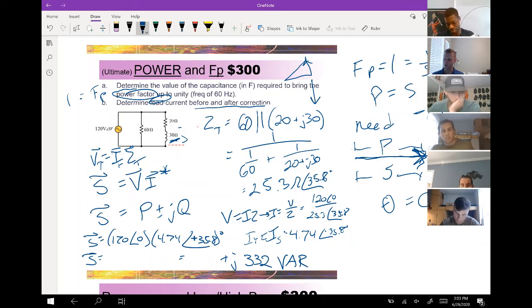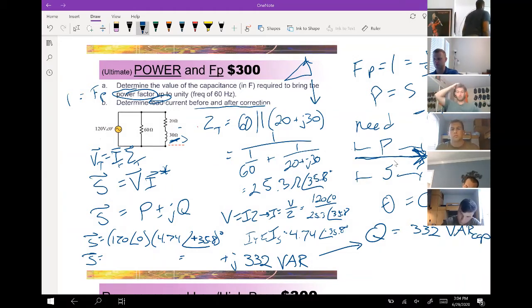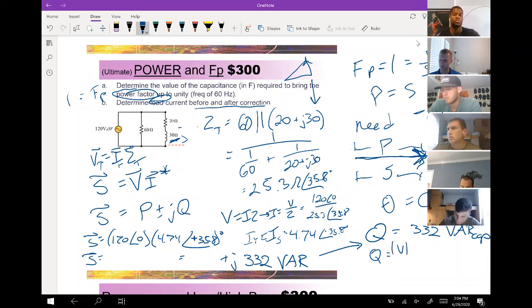So what I'm doing though is this is my Q, right? So this is the Q that I need to cancel. That negative Q, so that means I had a positive 332 VAR. So now I'm going to do a Q of 332, and I'm just writing VAR capacitive to let me know I'm solving for it capacitive. If I was plugging it in with a negative J, it would be negative J 332, but I need 332 VAR capacitive. So I'm setting up the equation Q equals V absolute value squared over X, and I rearrange: X equals V squared over Q.